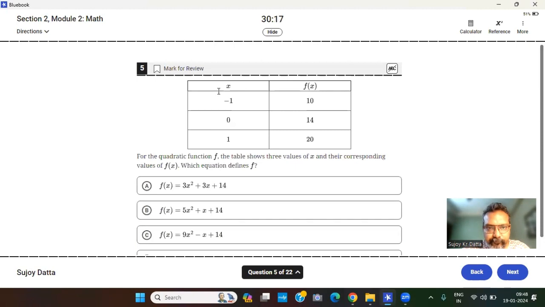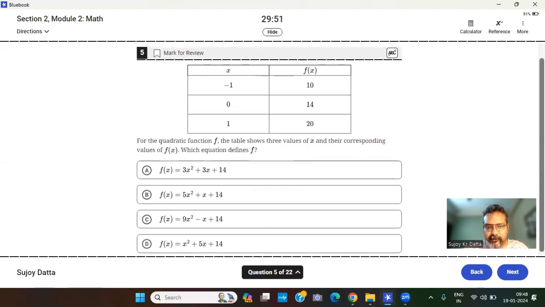Next, some values of x and y are given here for the quadratic function. That is important. What is the function? So they are asking what is the function. As you can see, at -1 the value is 10, at 1 the value is 20, and at 0 the value is 14. So what do we understand from this?